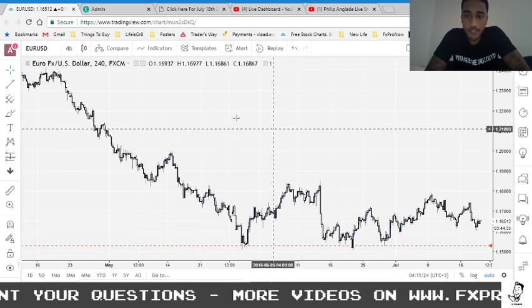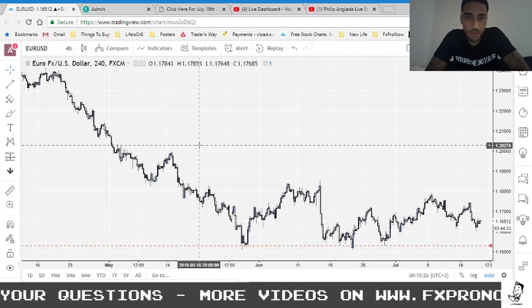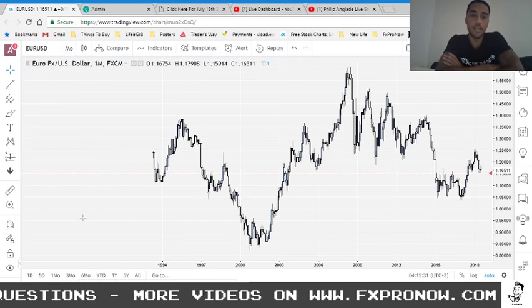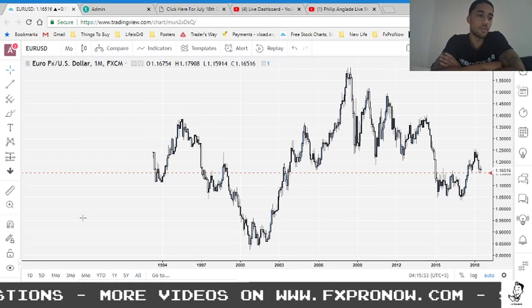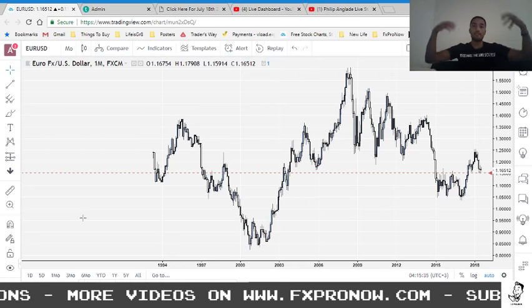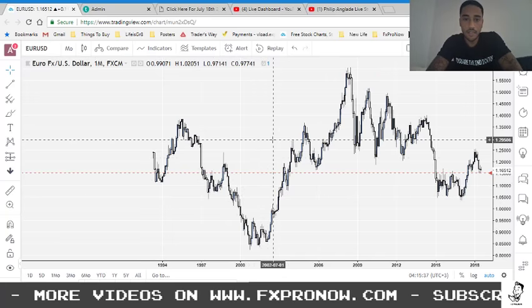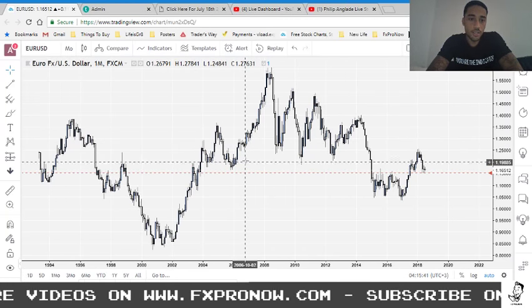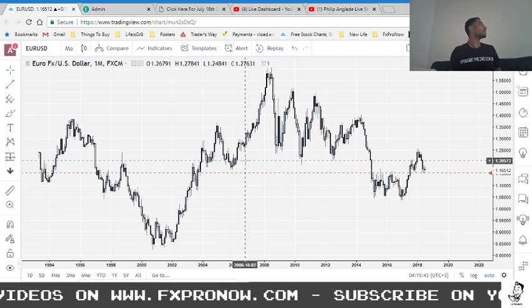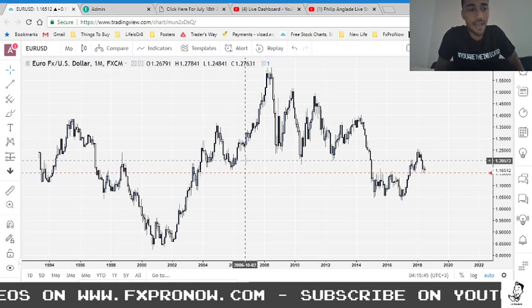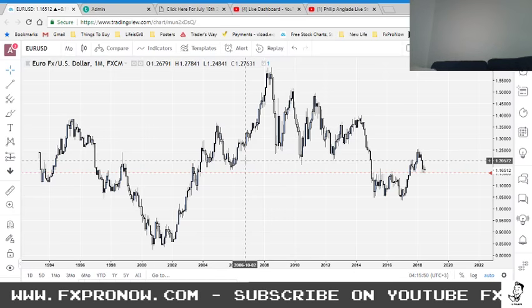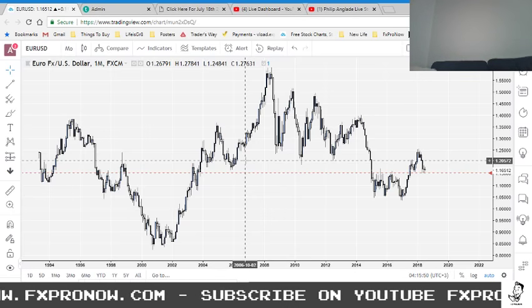Now, I want to make sure that I start out on the monthly time frame. And why am I going to start with the monthly time frame? I want to see literally everything that has happened in the markets, literally everything. The reason I want to see that is because I want to be able to know what's happened in the past, right?